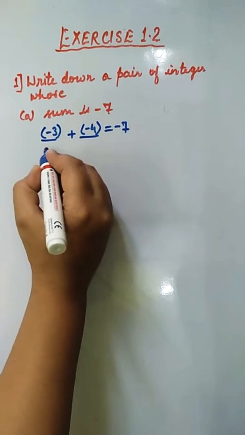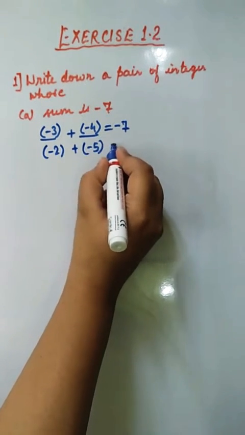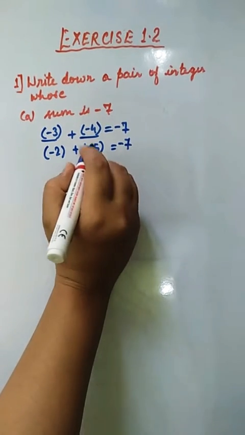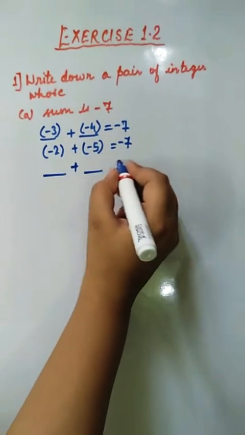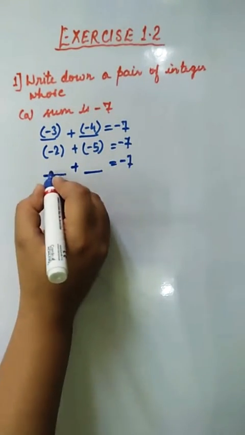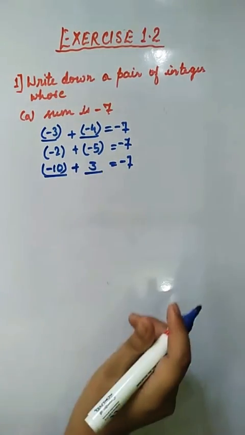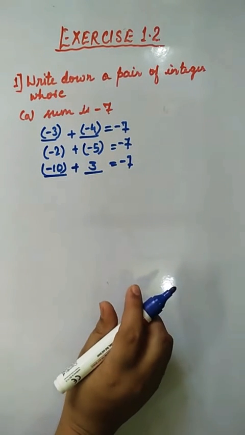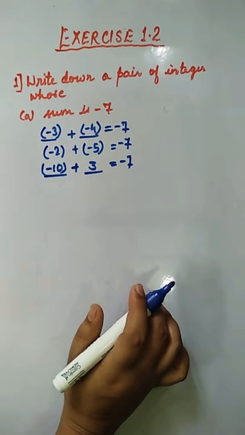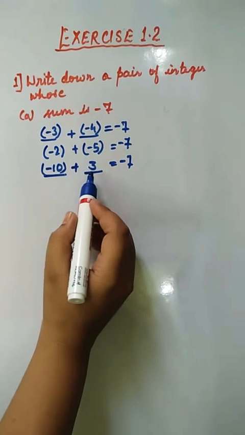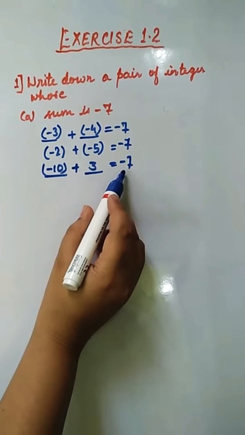Then second, you can write -2 plus -5 is equal to -7. There are many ways you can write. Or you can take one as -10 and another as 3. So there are many possible pairs. I am writing 3 as an example, and you must have understood why -7 will come, because 10 is greater and 10 is having the negative sign. So the answer will be in minus.